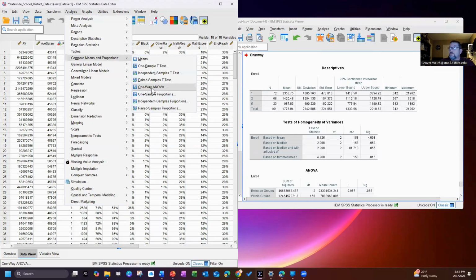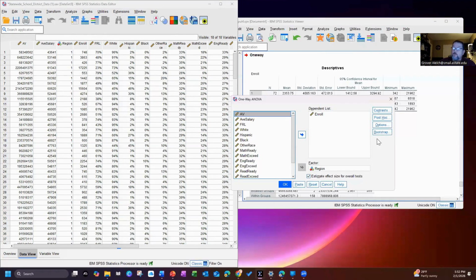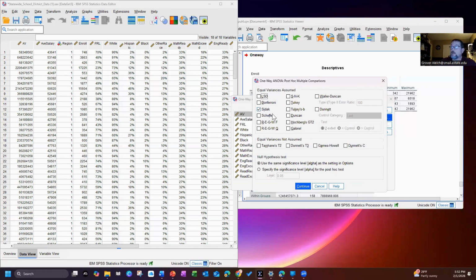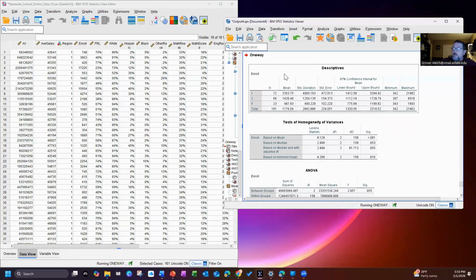Under one-way ANOVA, I selected enrollment and region. Under post hoc, I clicked Sidak since I had one group that was outside of normality. I hit continue, hit OK. Then that gave me my one-way statistics here.